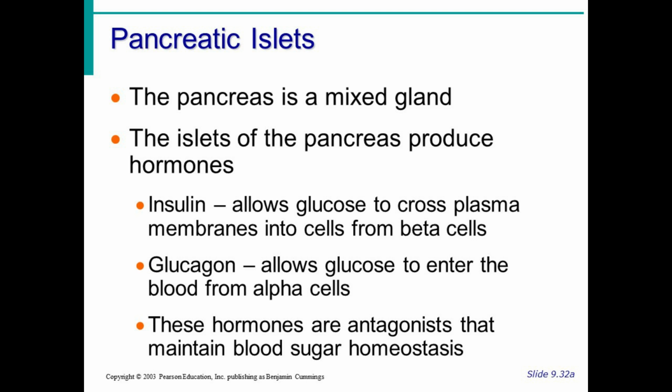The beta cells produce the insulin that allows glucose to cross the plasma membrane. Insulin decreases glucose level in the blood, while alpha cells produce glucagon that increases glucose level in the blood by allowing the glucose to enter the blood. Somatostatin is produced by your delta cells. Somatostatin inhibits insulin and your glucagon.